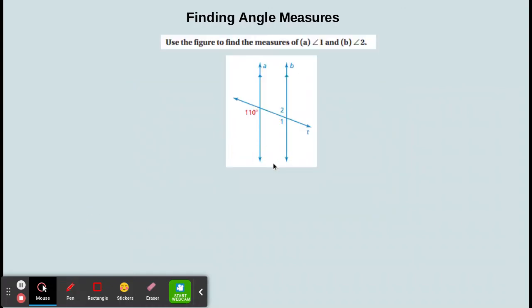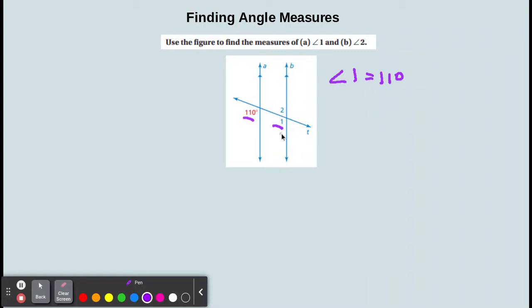So we can use our knowledge to help us find angle measures. So if we were to look at this picture here, we see that we have 110 degrees here and angle 1 and 2. They want us to find angle 1. Well, we know that angle 1 and 110 are corresponding angles because they are created by a transversal intersecting two parallel lines. That means angle 1 is 110 degrees. It is the same as this one here.